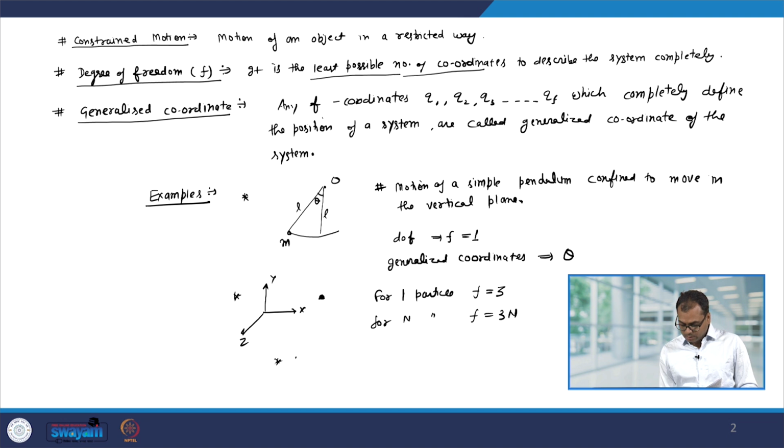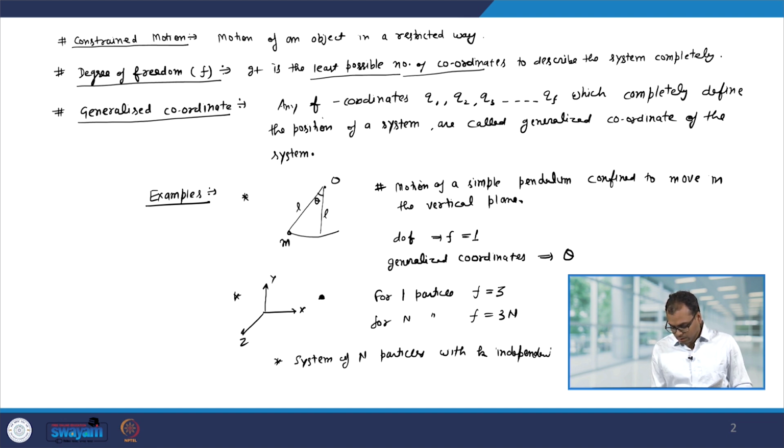Now, if the system of n particles has k independent constraints, then the degree of freedom will be 3n minus k, because in k ways it is restricted.